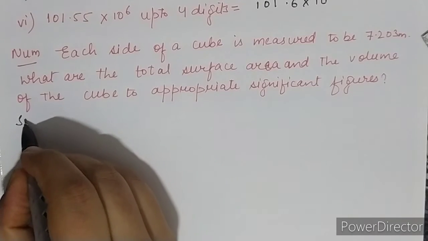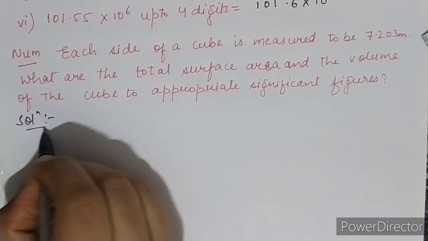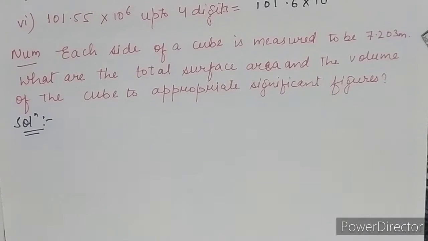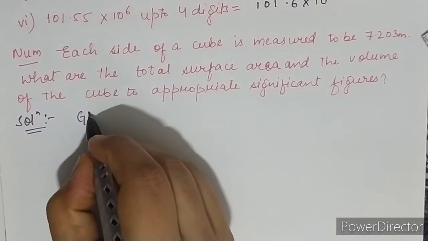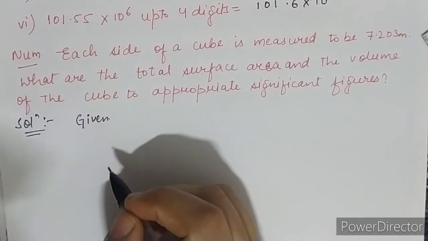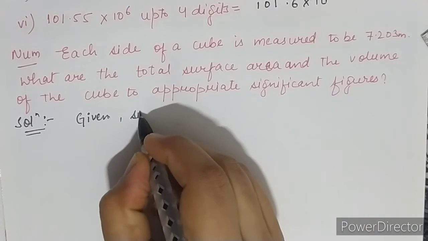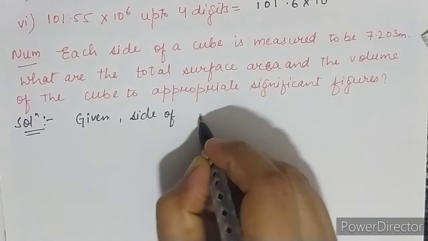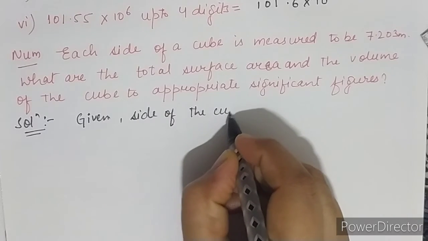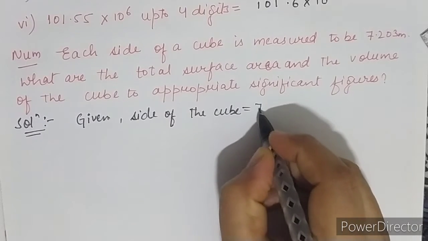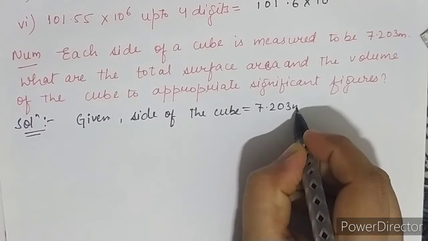While solving a numerical, always remember one thing: first of all, if any values are given in the question, you have to write them down first. So what is given in the question? The side of the cube has been given, and the side of the cube is 7.203 meter.